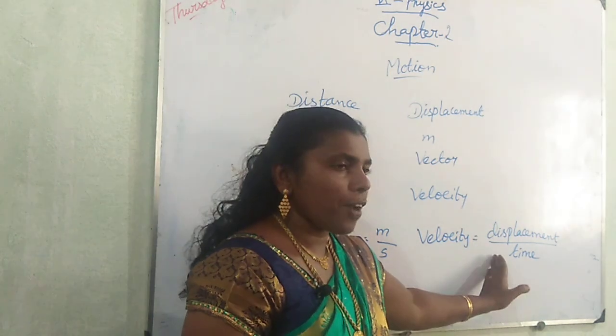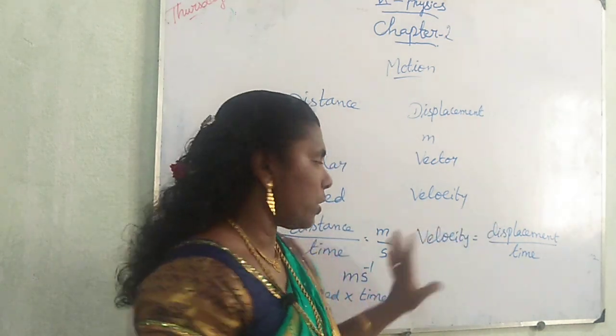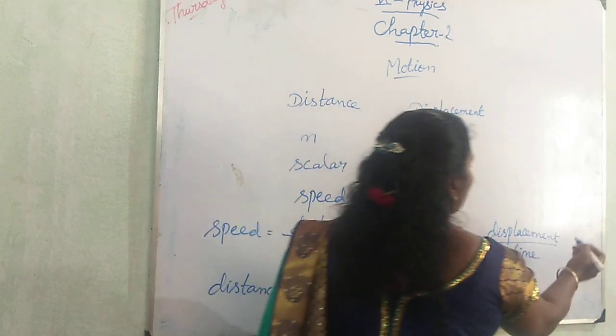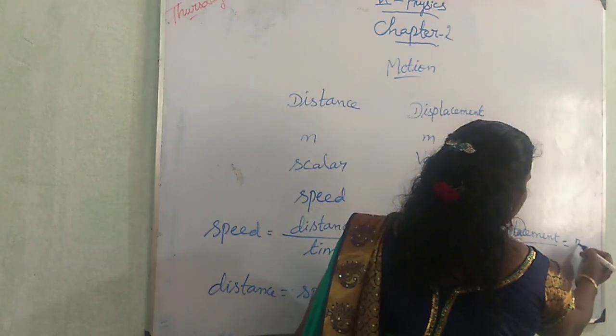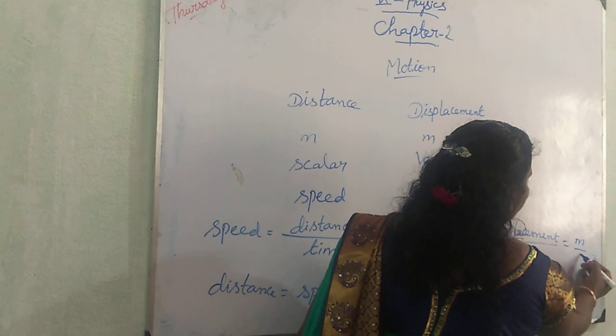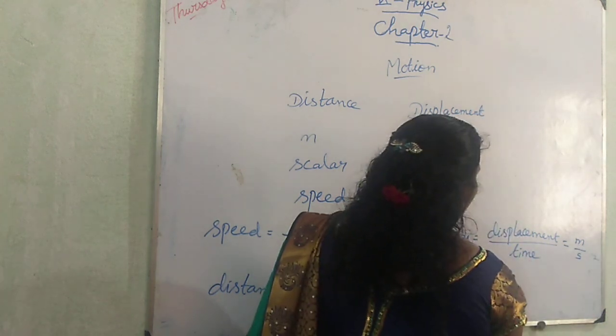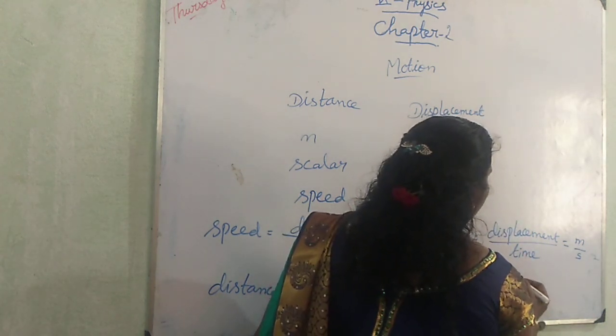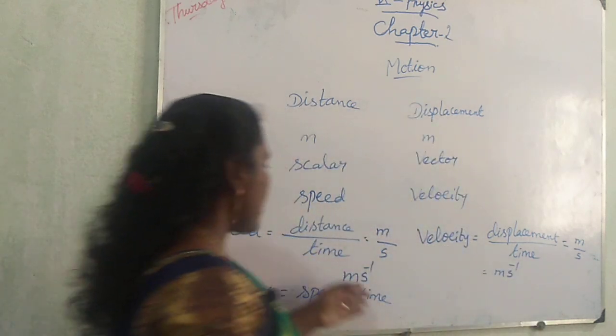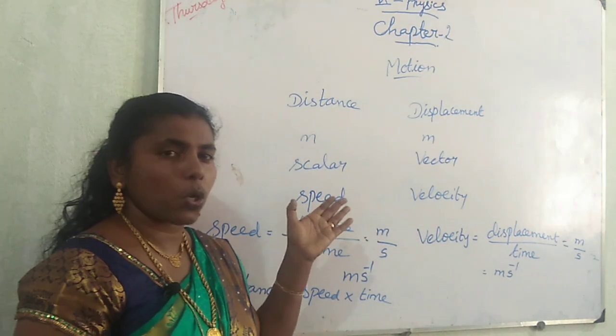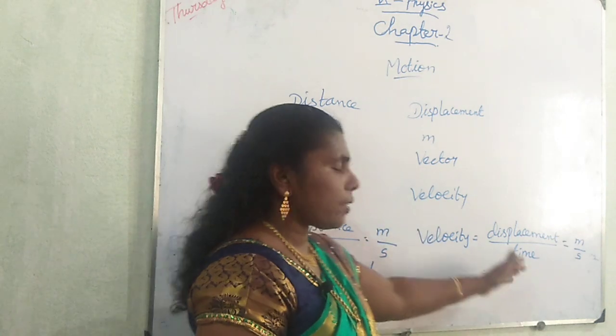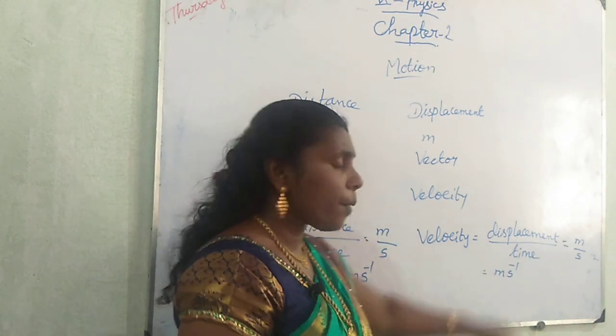By using this formula, we can write the unit also. So what is the unit of displacement? Meter. What is the unit of time? Second. So we can write the unit meter second power minus 1. The same unit for speed also, meter second power minus 1. Velocity also meter second power minus 1.